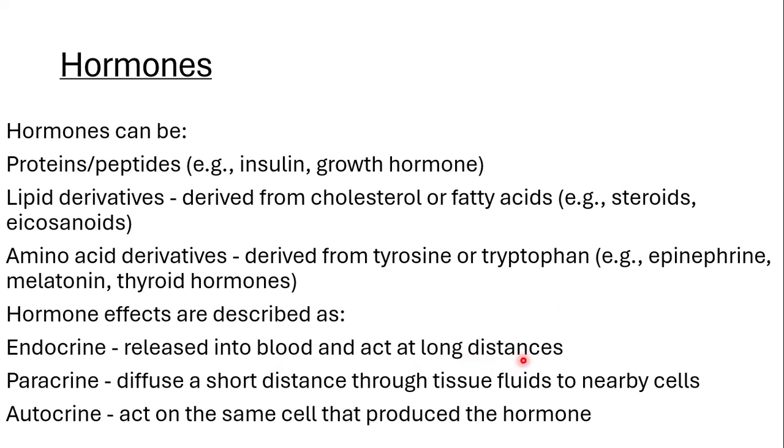Take, for example, the hormone thyroid stimulating hormone. That hormone is produced in the anterior pituitary gland, the adenohypophysis, but it acts on the thyroid gland. So it is acting at long distances. That's endocrine. Now we have paracrine, where these secretions diffuse a short distance through tissue fluids to nearby cells. So in endocrine, you need the circulatory system, blood, for the secretions to be transported to the target organ. But for paracrine, you just need the intermediate environment, the tissue fluids, for that secretion to diffuse to nearby cells.